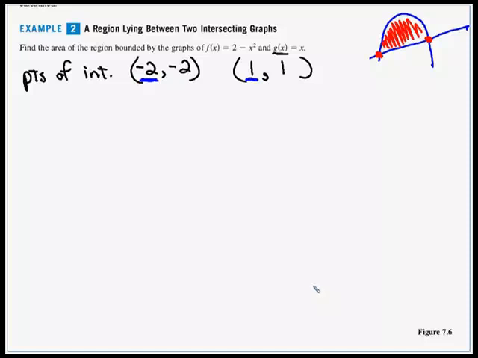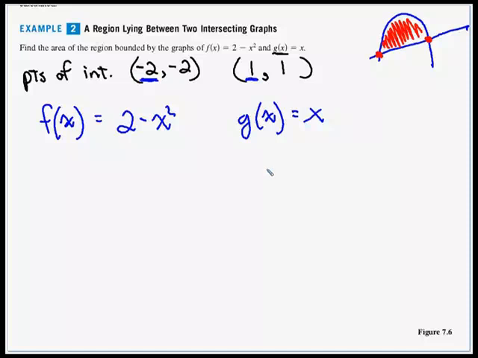We also got to know which function is above the other function across this interval. Is the line above the parabola, or is the parabola above the line? One way we could do this, we know f of x is 2 minus x squared, and g of x is equal to x. What points lie between negative 2 and 1? Well, 0. What happens if I plug a 0 in?